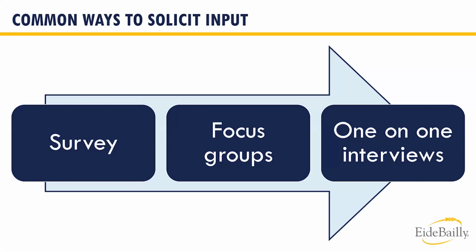When we think about getting input, and as Lara and I talk, there's really three different ways that we typically are going to see that you're going to get this information. One might be by doing a survey. It might be by doing a focus group. Maybe you bring people within your community together and you have a discussion around the needs. Or you might do one-on-one interviews.